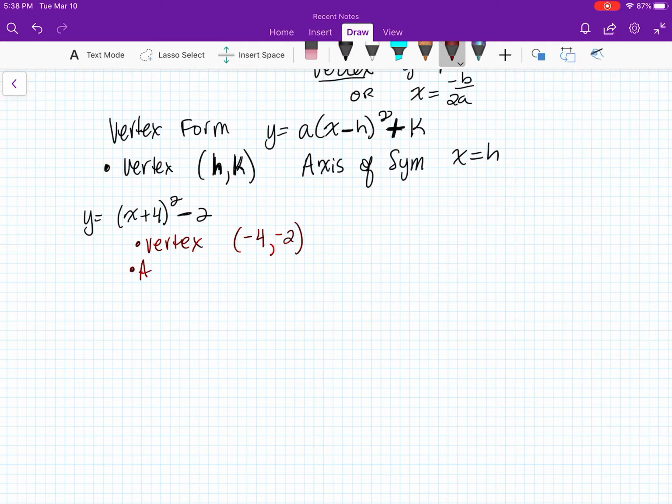And then my axis of symmetry is going to be x is equal to negative 4. Now, for some additional information, we know that the a value is still there. That a value still determines whether or not we're happy or sad. This is a happy parabola. So that means that this is a minimum value. So even from this, I can still get my range. My range is going to be y greater than or equal to negative 2. My domain is still going to be all real numbers.